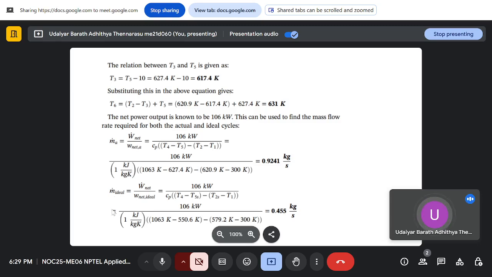For an ideal mass flow rate, if we compare, we get 106, and substituting the temperature, it is 0.455 kg per second. So what this basically says is that ideally to generate the same amount of work, you need only this much amount of air to supply. So in the ideal case, it's actually bringing down your turbine and compressor sizes.